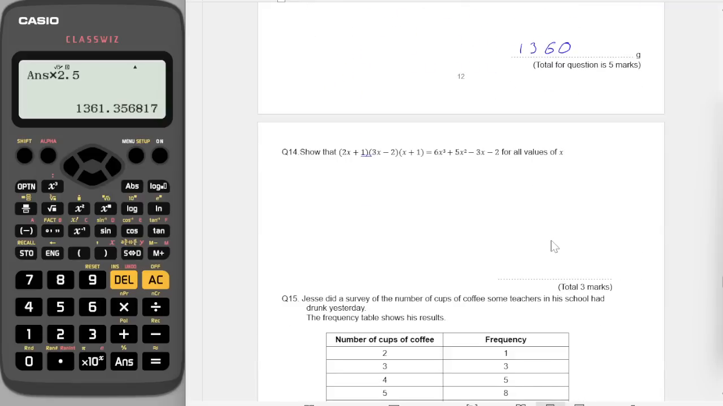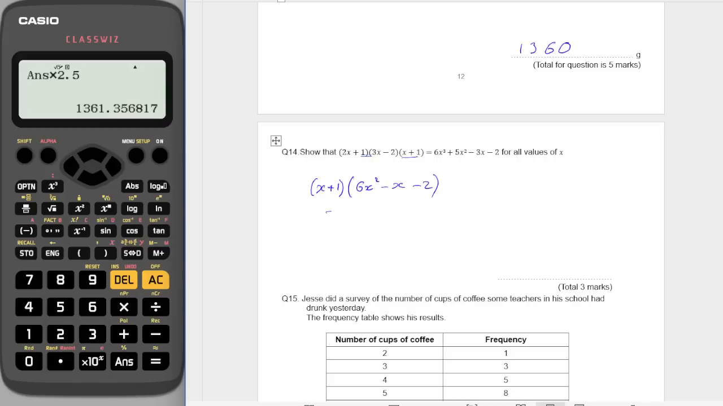Okay, question 14, show that, and we're given this. Whenever I'm expanding brackets, I always tend to keep my easier one for last. Just my personal preference. There's nothing to say you've done it wrong if you haven't. So I'm going to treat it as x plus 1 times by, and then if I expand this bracket, that would give me 6x squared minus 4x plus 3x. So minus 4 plus 3 is minus 1x. And then 2 times by minus 2 would give me minus 2.